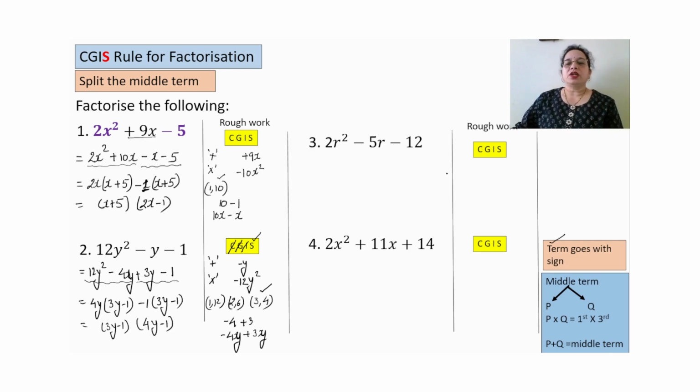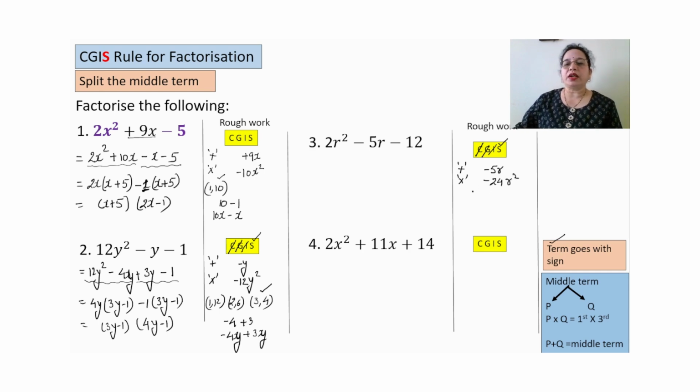Come to the third sum. Again, taking common is not possible. Grouping is not possible. 12 we cannot write as a whole square, so identity is also not possible. Now we will go for splitting the middle term. When we add these two terms we should get minus 5r, and when we multiply them we should get minus 24r square.